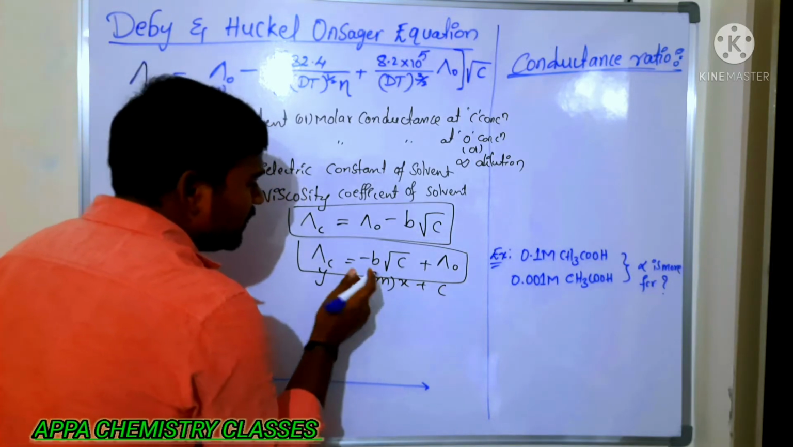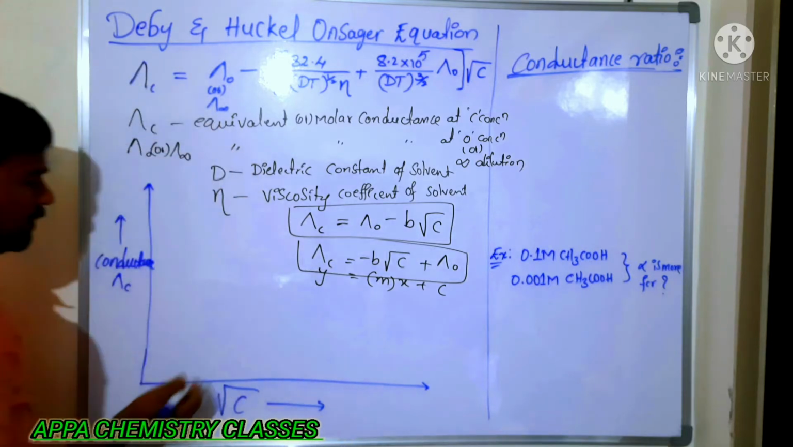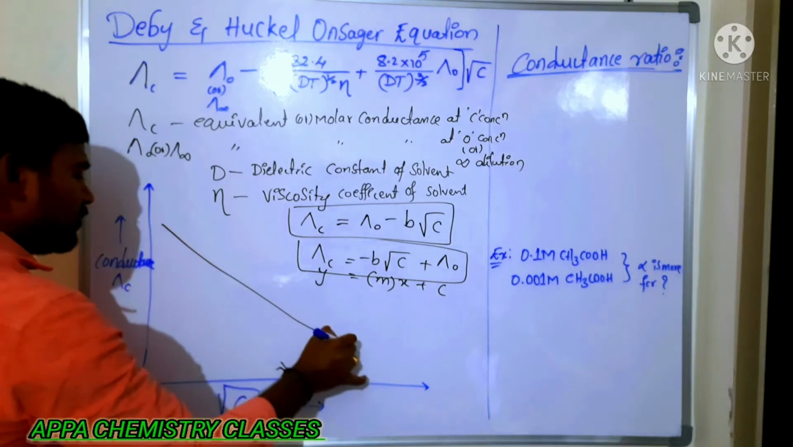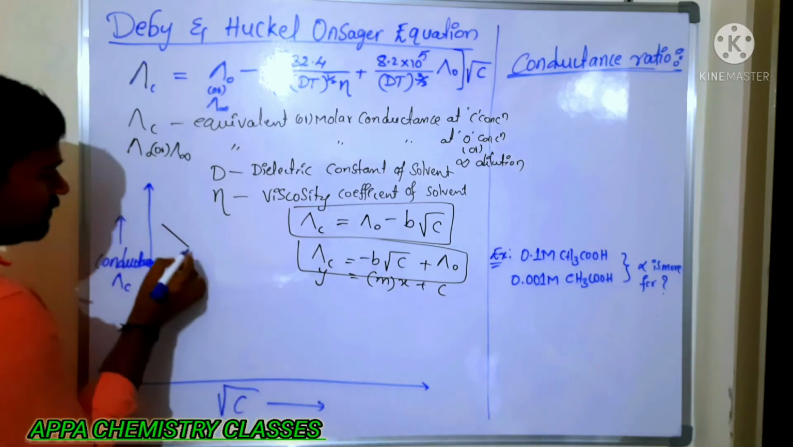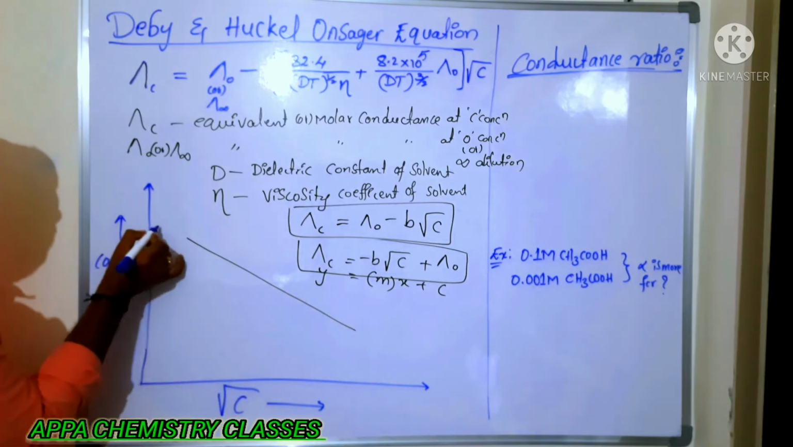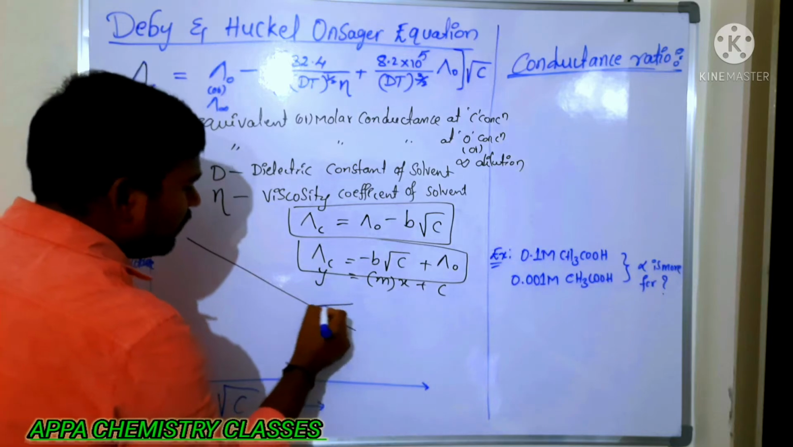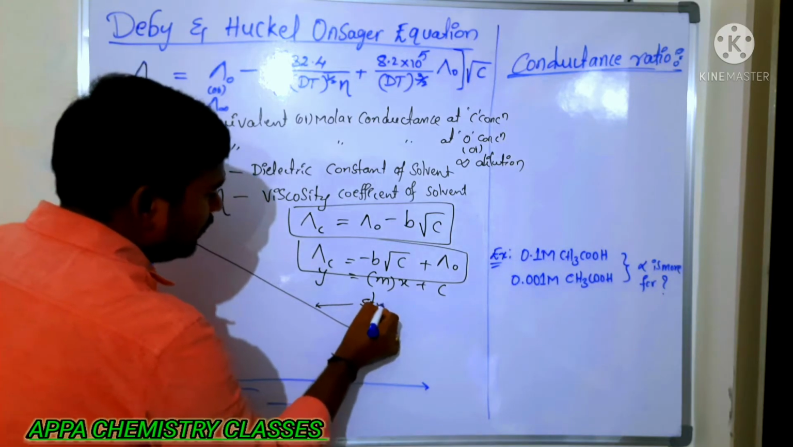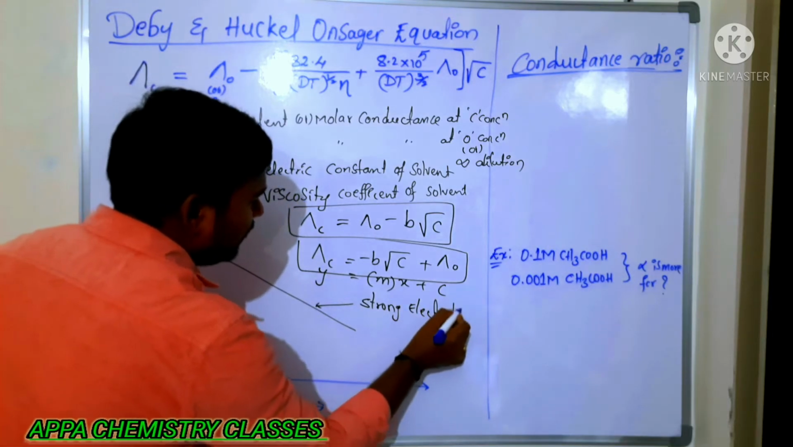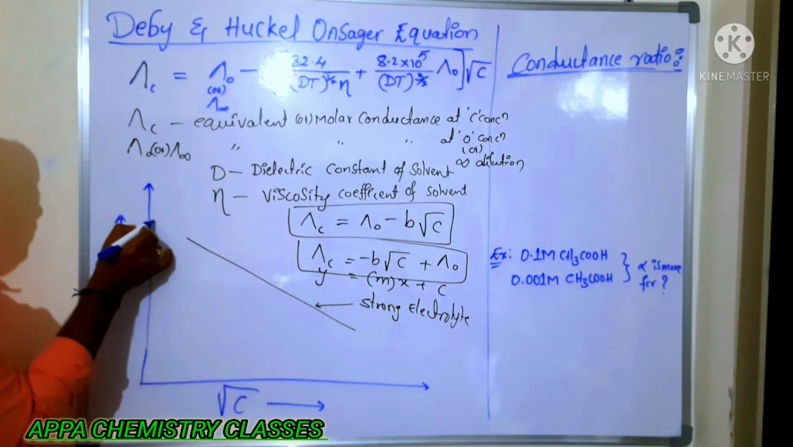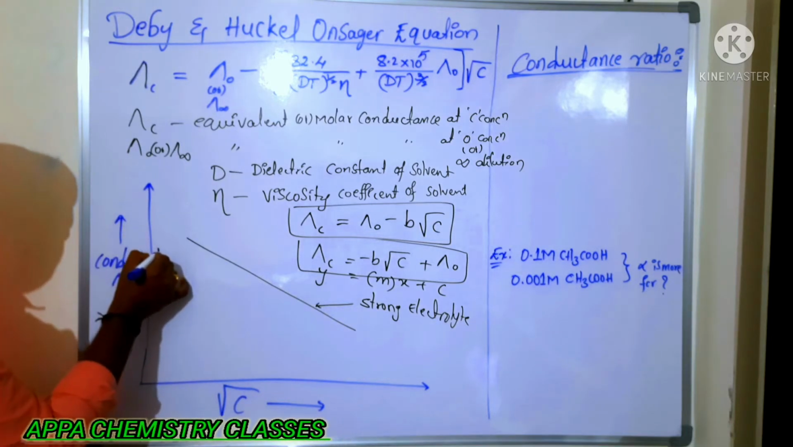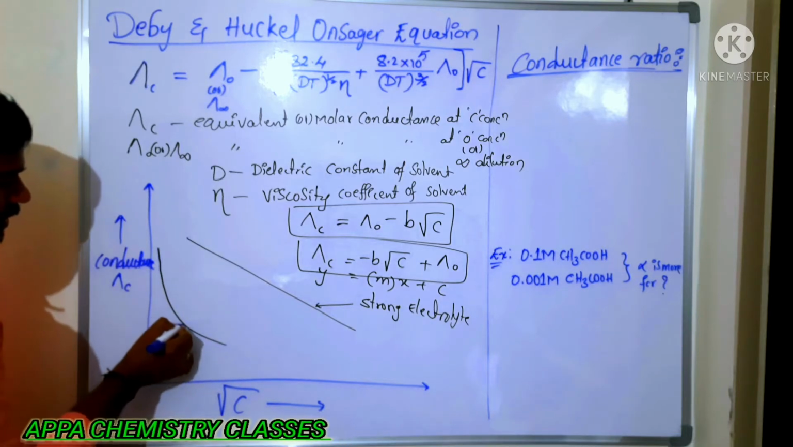Now the slope is negative. When the slope is negative, then what happens? We are going to get graphs like this. This graph is for the strong electrolyte. So these are the experimentally observed graphs for the Debye-Huckel-Onsager equation. For the weak electrolyte, what happens? We are getting graphs like this.